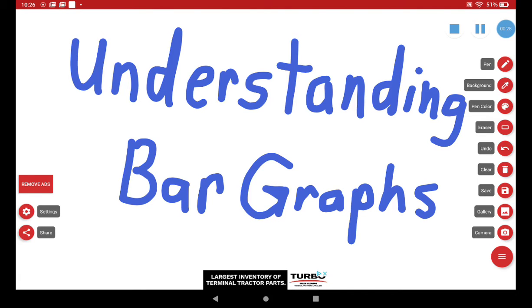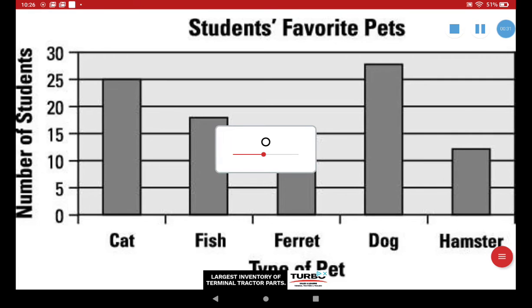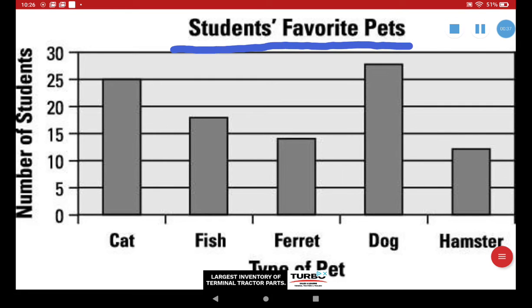Well, let me get a bar graph on the screen. All right, here we go. This bar graph, if we look at the top, has the title, Students' Favorite Pets. Now, with a bar graph, we have something called the X and Y axis. The Y axis goes up and down. Why? I don't know, that's just how it is. It shows the number of students, 0 all the way to 30.